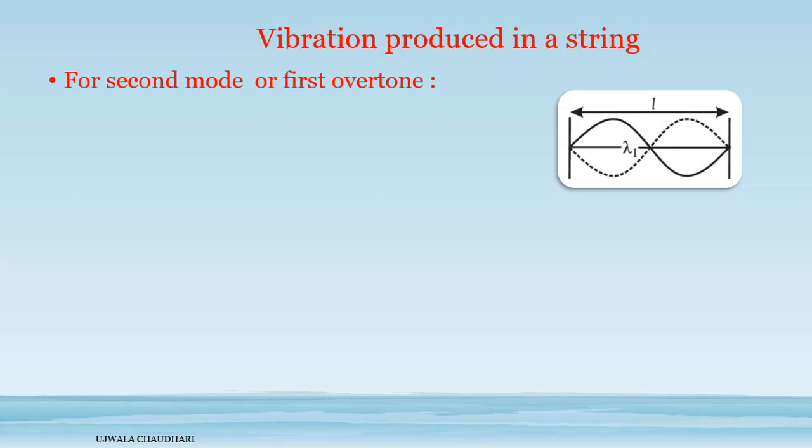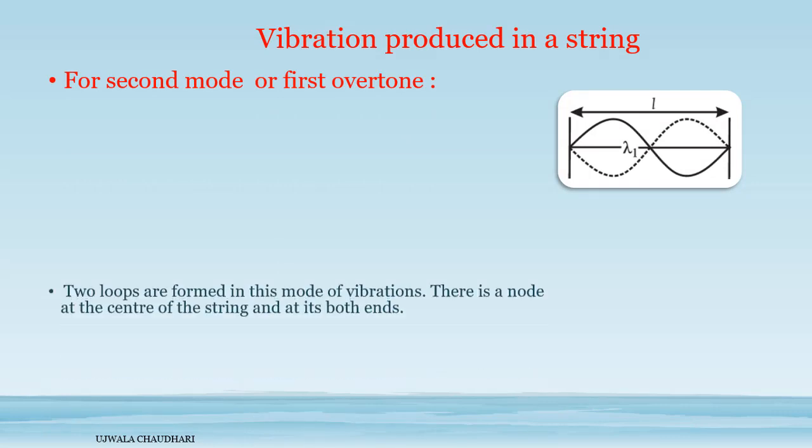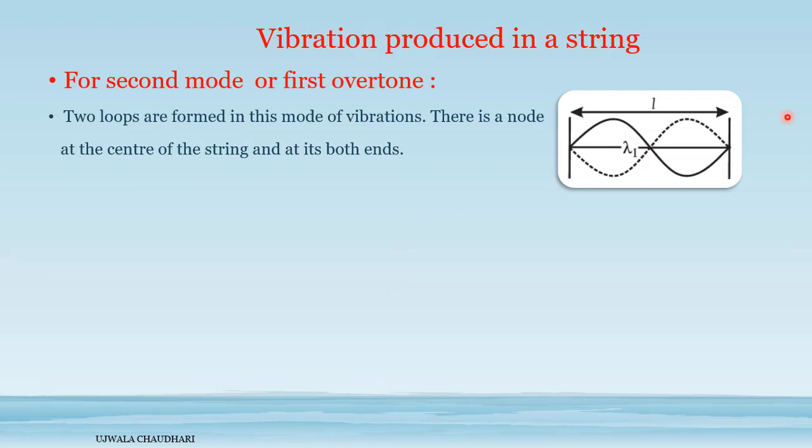For the second mode of vibration, that is the first overtone, we will get two loops, and the length of two loops is lambda 1. We will get two antinodes and three nodes. Two loops are formed in this mode of vibration. There is a node at the center of the string and at both its ends.